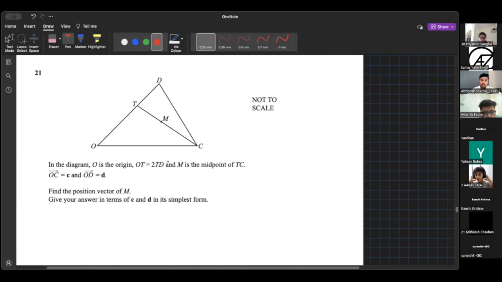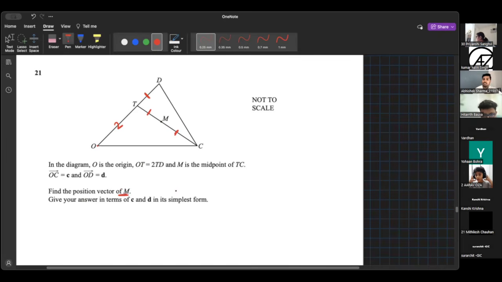It says, based on vectors, in the diagram, O is the origin, OT is 2 times TD. OT is 2 times TD. That means this is 2 units if this is 1 unit, right? Just for understanding. M is the midpoint of TC, means they are like 1 unit. If this is 1 unit, that is 1 unit. If TM is 2 units, MC is also 2 units, or 3, 3, 4, 4, which the reduced ratio is 1:1 only because it's a midpoint. It says find the position vector of M.